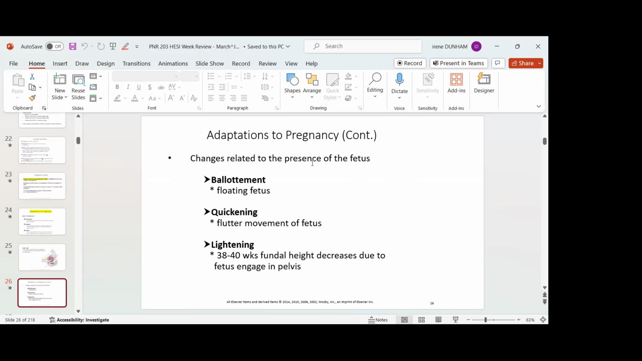How about quickening? What's quickening? That's kicking. The baby's kicking. A little fluttering. She may be unsure, saying, I don't know if I want this pregnancy. But when she feels that little flutter movement of that fetus, bingo. They adapt so quickly because they feel the baby. And what about lightening? It's coming down. The baby's head is engaging back into the pelvis. These are all changes that occur with the little fetus.